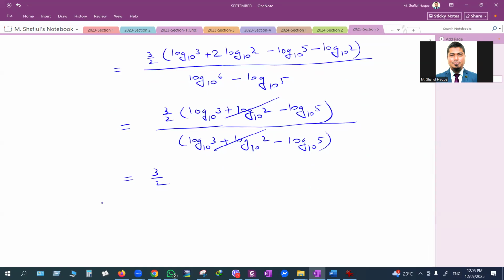That's why, therefore, b minus 7 is equal to 3 by 2 minus 7. We will calculate 3 minus 14 is equal to minus 11 by 2. This will be that. So, okay.